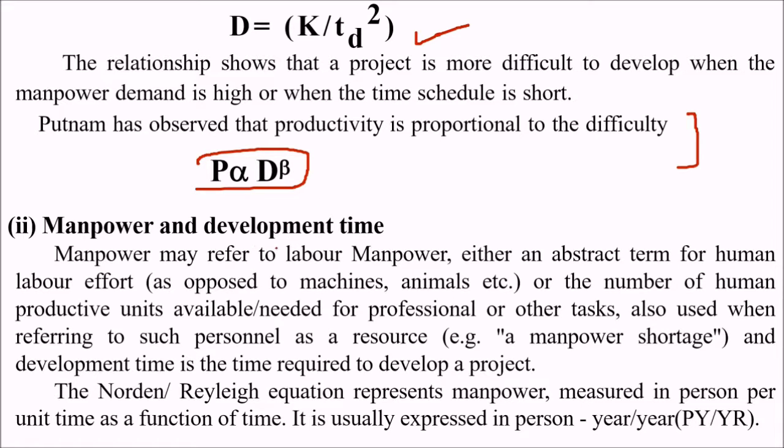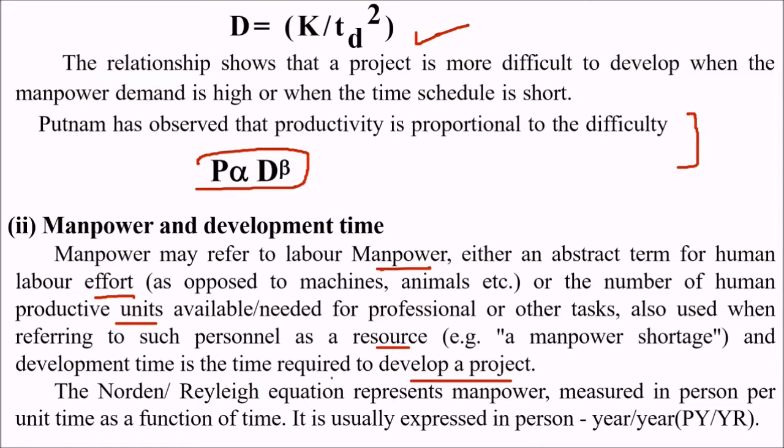And the second is manpower versus development time. Manpower refers to labor, either an abstract term for human labor effort as opposed to machines and animals, etc., or the number of human productive units which is available or which is needed for professional or some other task. It is also used when referring to such a person as a resource. So it's better to call them resources. For example, we can call it a manpower shortage. And the development time is the time required to develop a project.